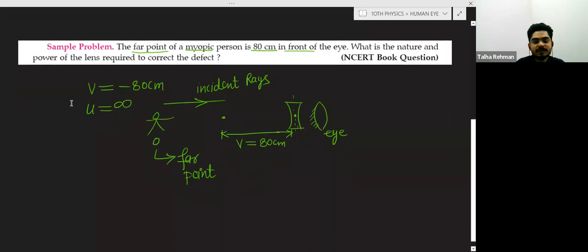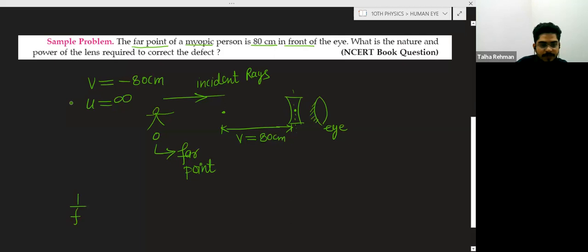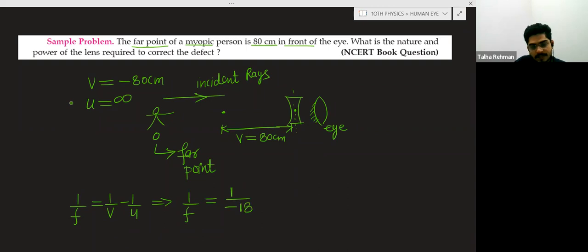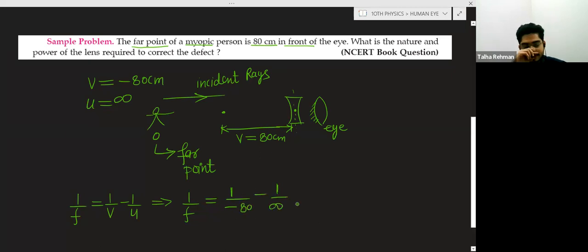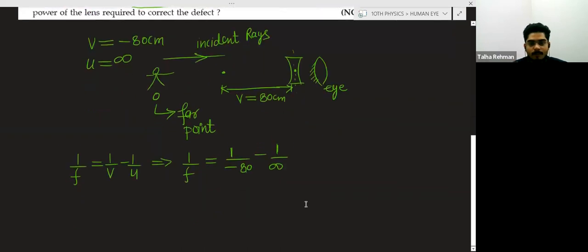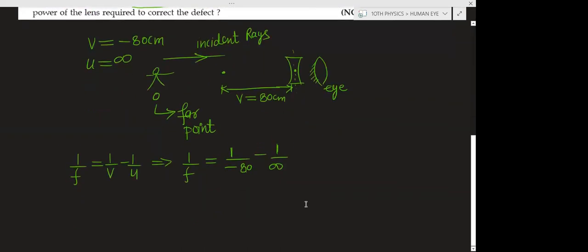So the focal length we can find easily from the lens formula: 1 upon f equals 1 upon v minus 1 upon u. So 1 upon f equals 1 upon minus 80 minus 1 upon infinite. Azaan, can you calculate this value? Basically this is 80. Can you calculate the focal length? I will try, sir. Okay, try, just fast.